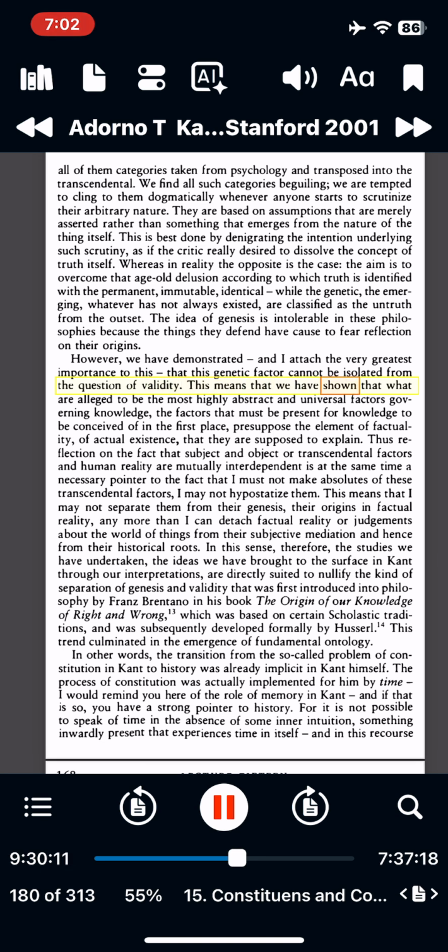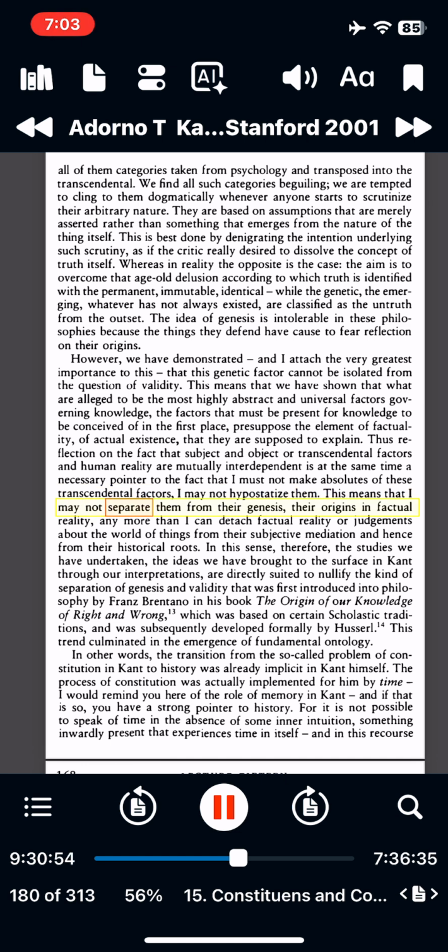This means that we have shown that what are alleged to be the most highly abstract and universal factors governing knowledge, the factors that must be present for knowledge to be conceived of in the first place, presuppose the element of factuality, of actual existence, that they are supposed to explain. Thus reflection on the fact that subject and object or transcendental factors and human reality are mutually interdependent is at the same time a necessary pointer to the fact that I must not make absolutes of these transcendental factors, I may not hypostatize them.